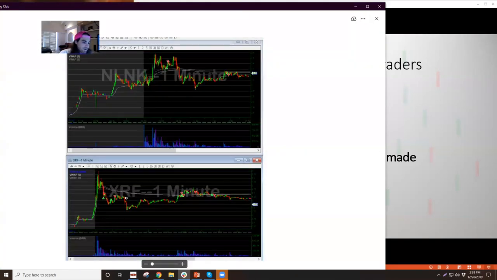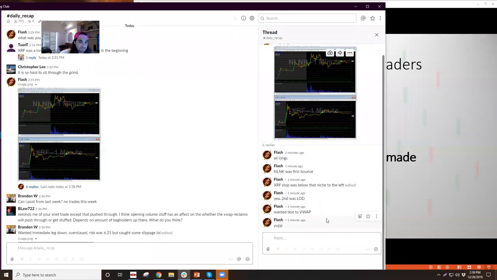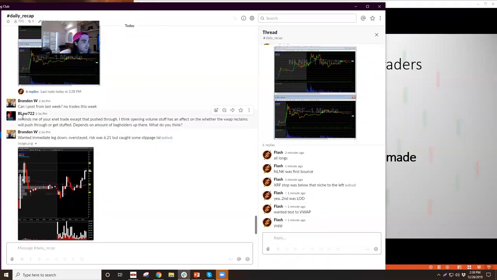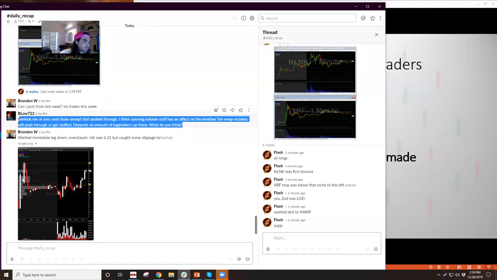I think that's good. I don't think it's good if you had that sell initially, right? Because then the risk reward's kind of shady there. Yeah, it looks good. Reminds me of your XNet trade, except that pushed through. I think opening volume has an effect on whether the VWAP reclaims will push through or get stuffed. Depends on the amount of bag holders. Yeah, daily bag holders for sure, right?